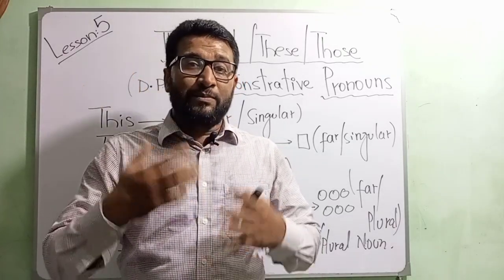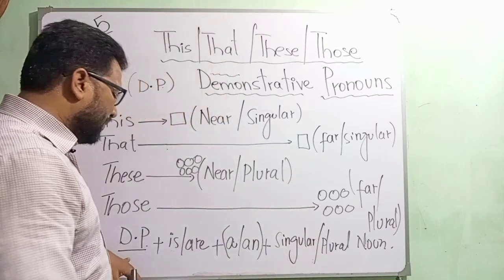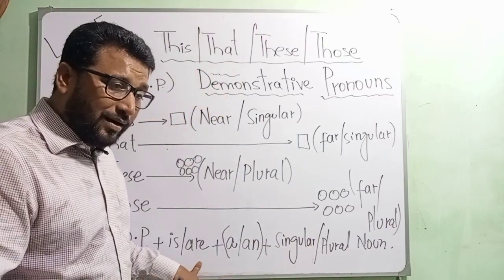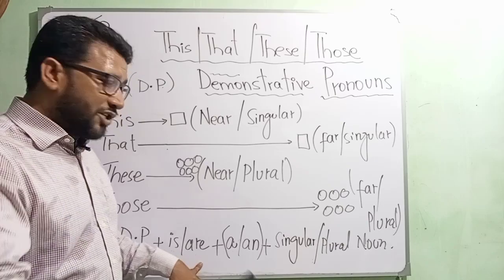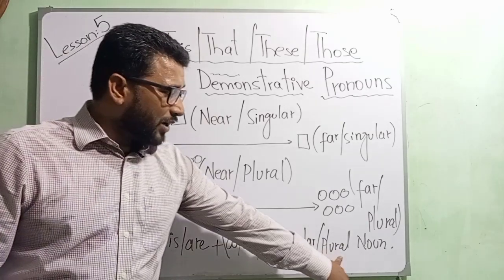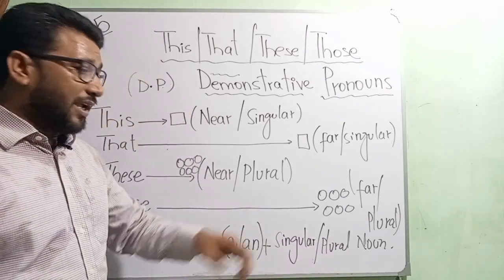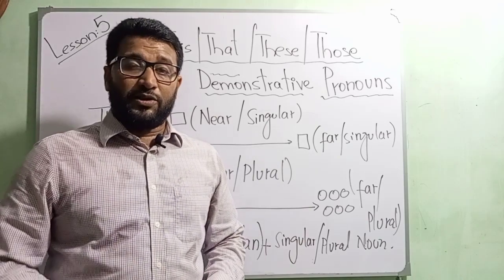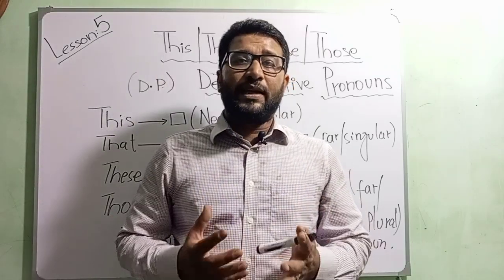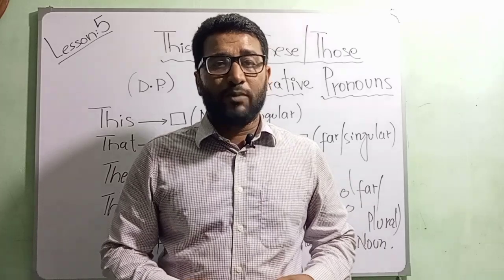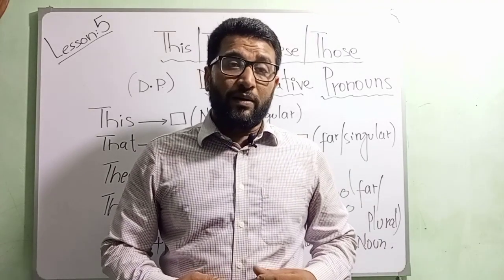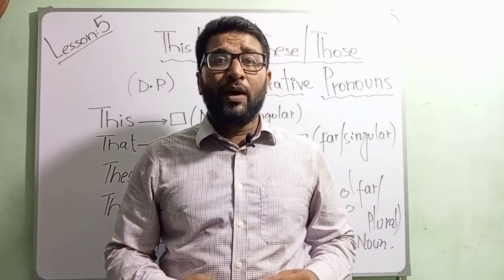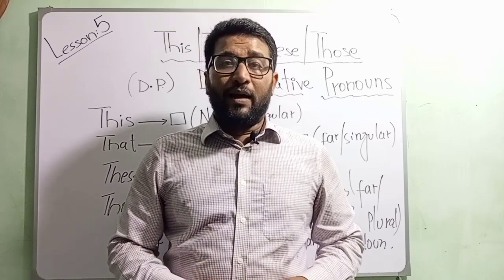If these things are more, I will go for using these are, if they're near and more. So I will say, these are chairs, now I'm going to use a plural noun. So these are chairs, and those are chairs. So these are the examples of demonstrative pronouns, and I hope this particular lesson is going to help you a little bit in using demonstrative pronouns.